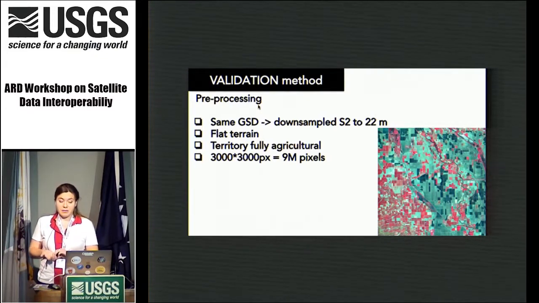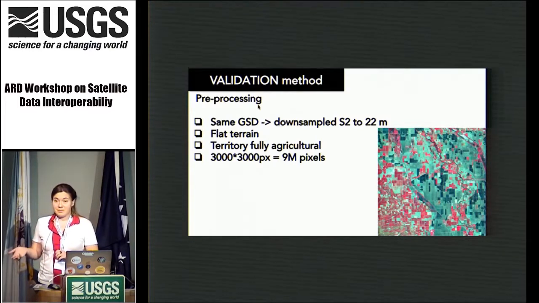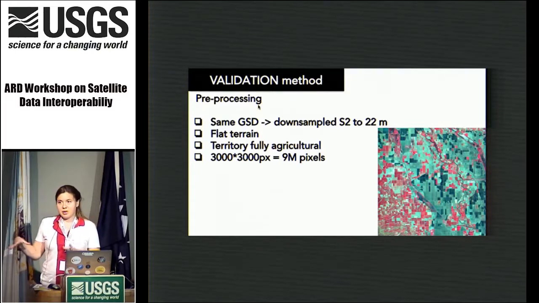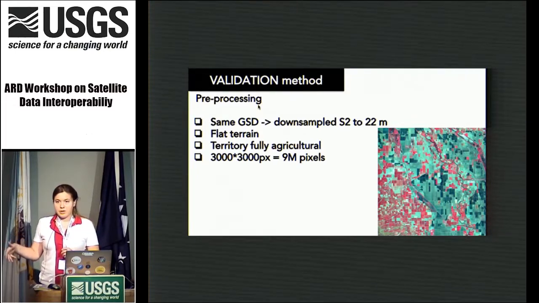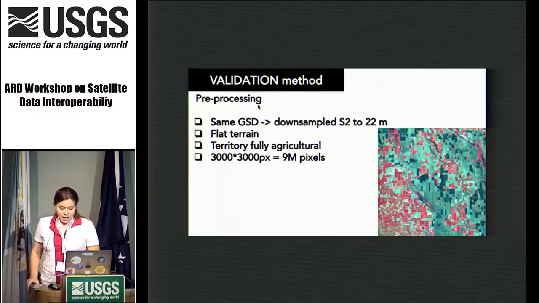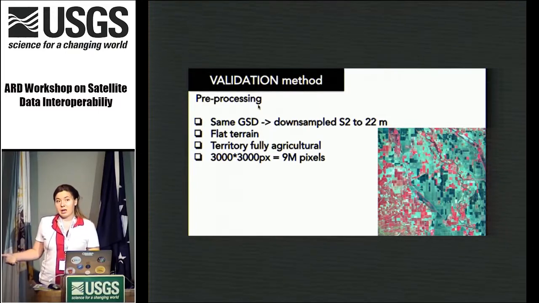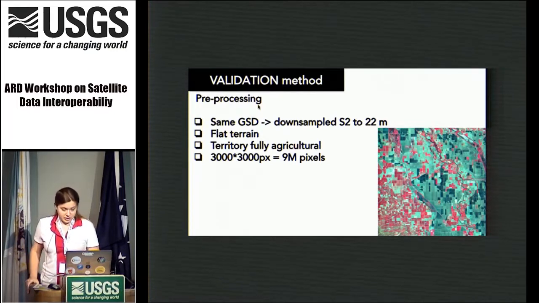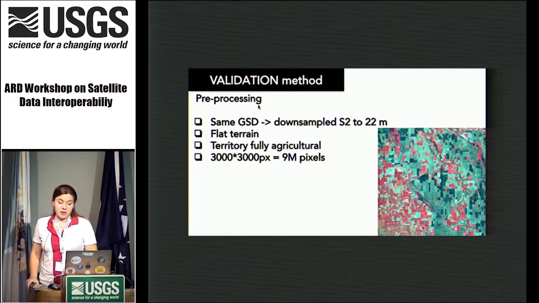First of all, I downsampled Sentinel to our GSD. It's really great to have Sentinel 4 times higher resolution than us, so we can downsample it. I took a flat area for easier and more confident band co-registration, and took the target to be fully agricultural because we don't have a blue band, and for water bodies, for example, we probably wouldn't get correct, smooth correlations. The area was 3,000 by 3,000 pixels.